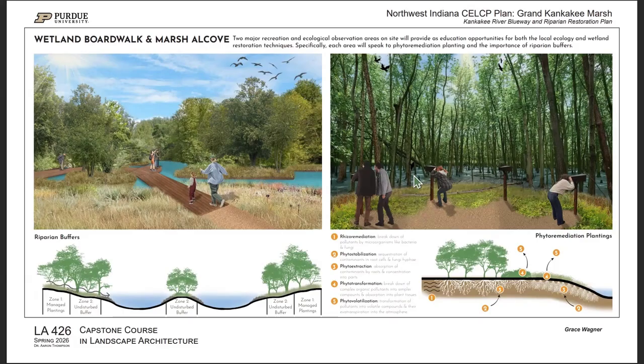And then the sections below are describing the process of riparian buffers and phytoremediation plantings, talking specifically with the riparian buffers about keeping an undisturbed area and a managed zone as well, just to keep that natural state along the immediate edges.